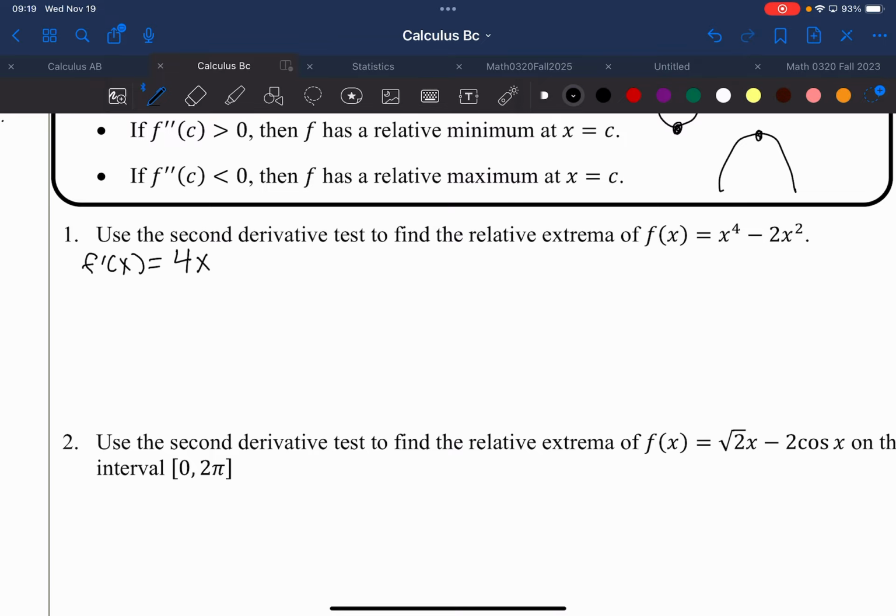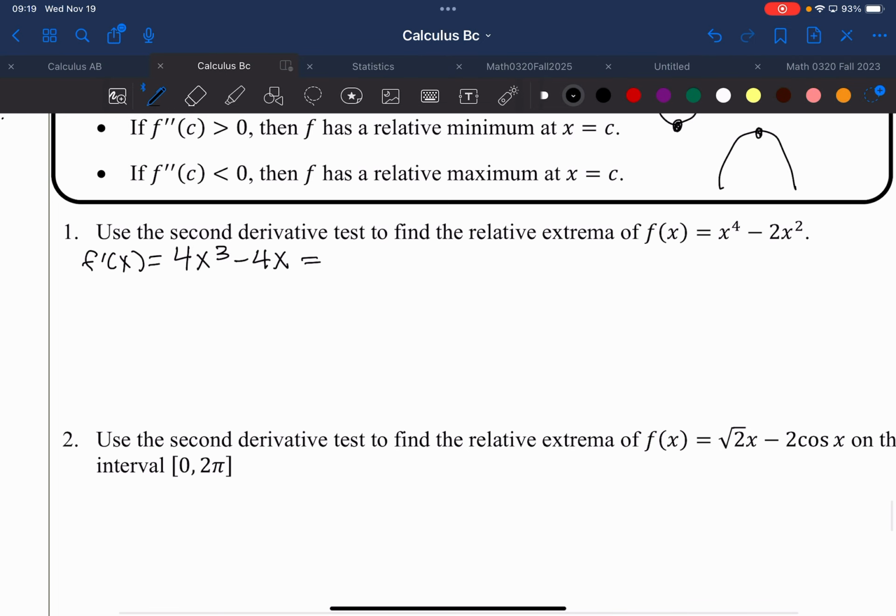4x cubed minus 4x. Okay, so before I find that second derivative, I'm going to go ahead and set my first derivative equal to 0 to find my potential critical points. Okay, so I'm going to set this equal to 0.